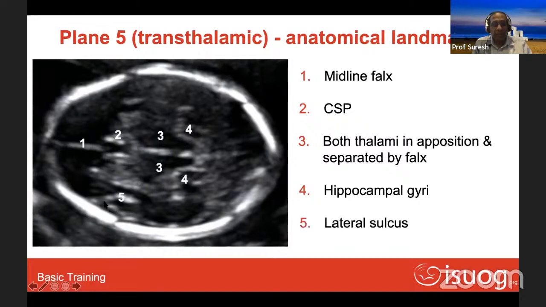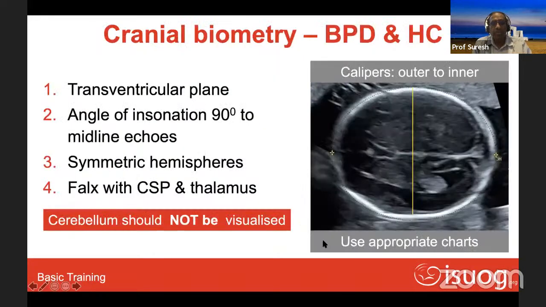And then you also see the lateral sulcus, which you see if you go straight down from the cavum septum pellucidum, that's where you'll see the lateral sulcus. The lateral sulcus in the second trimester is wide open, and in the third trimester, it'll become narrower. Now, looking at cranial biometry, the BPD and HC, I said either the transventricular plane or the transthalamic plane can be used. We need to use the appropriate charts.